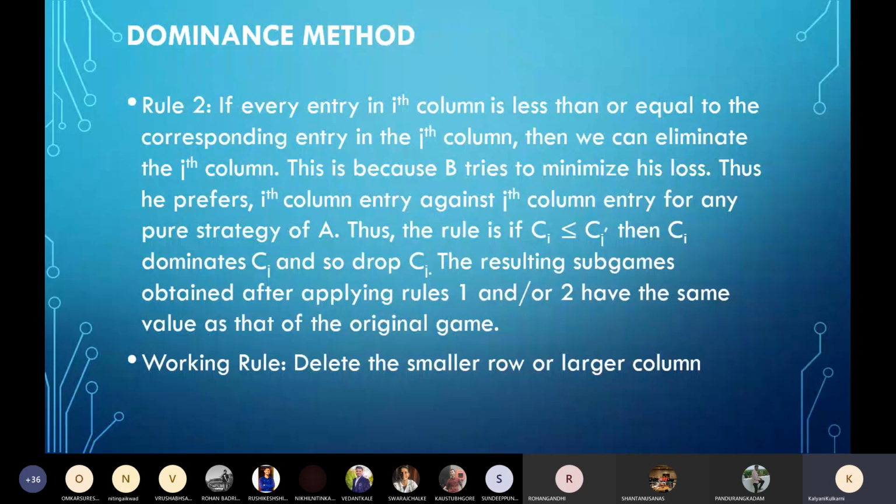Okay, so write rule 2, write the working rule quickly.